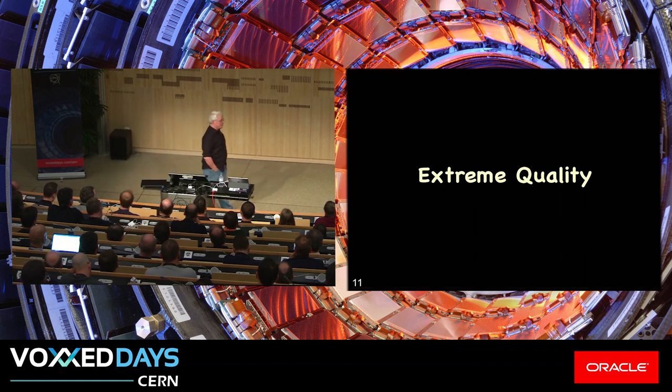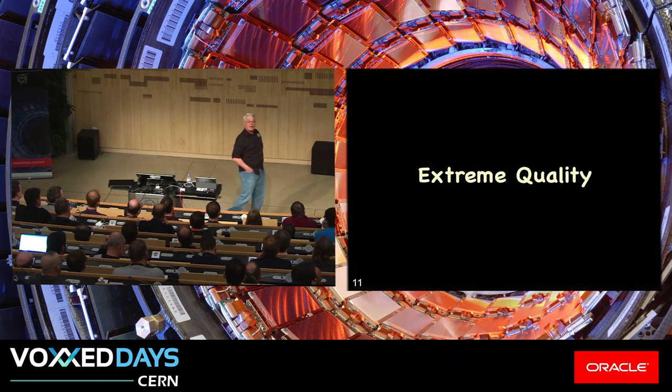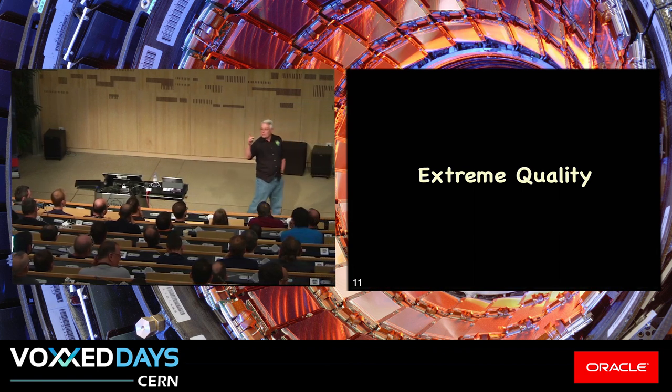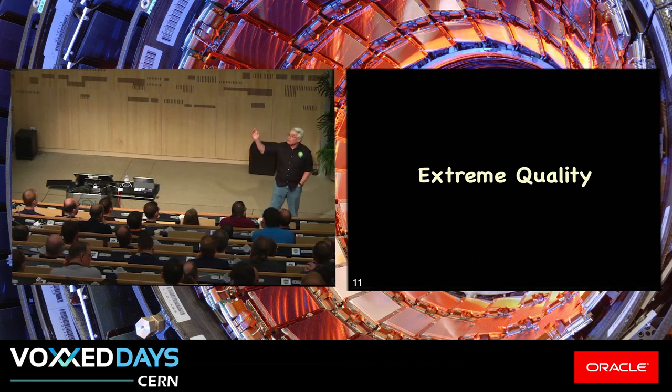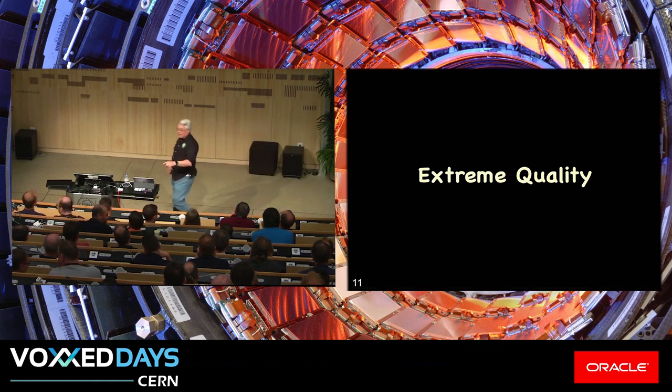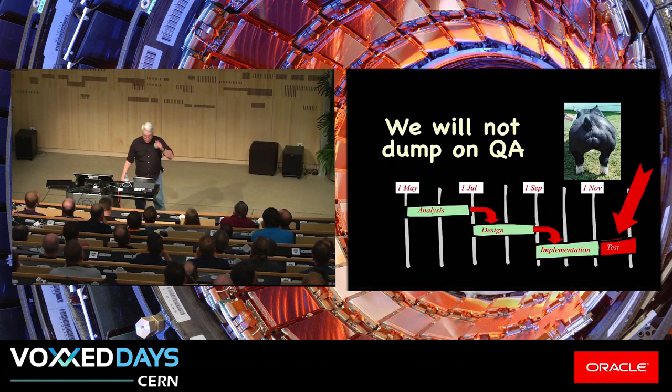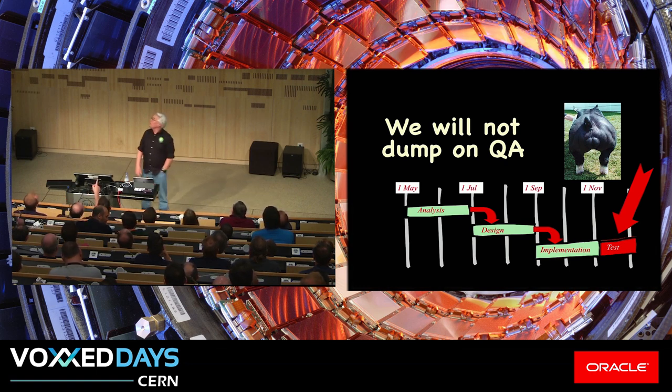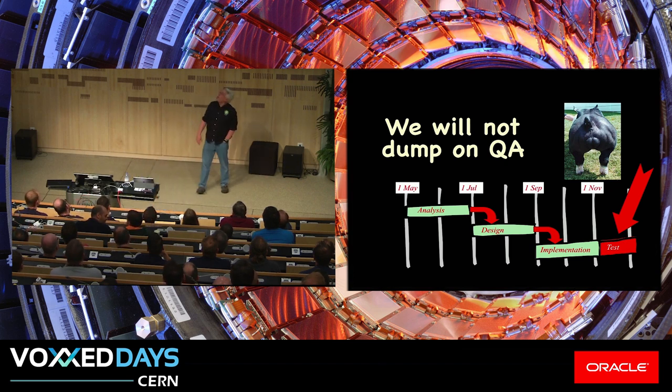QA people like defects too because it means they're doing their job, and an economy can be set up. No one has to say a word. Just both sides know that both sides have a value, and they just ship the defects back and forth. That is an extreme disease that pollutes many, many companies. And therefore, we will not dump on QA.